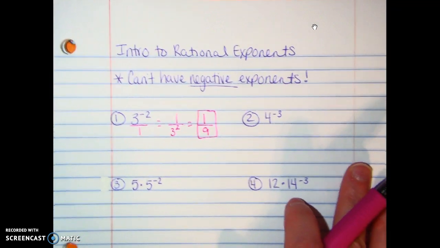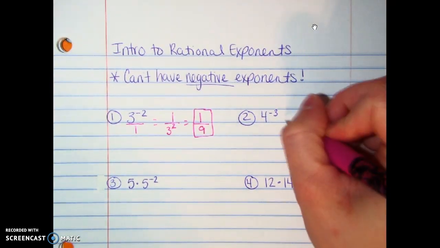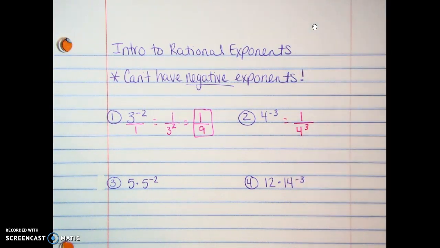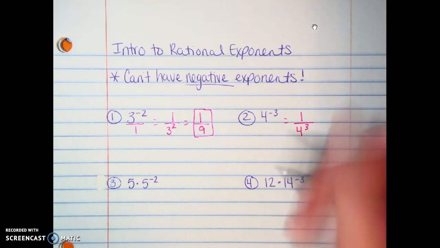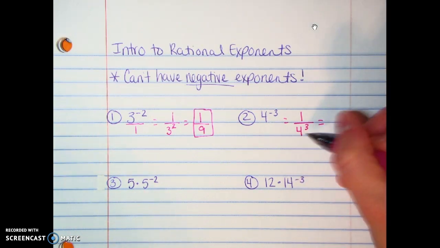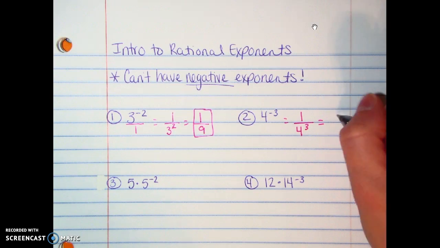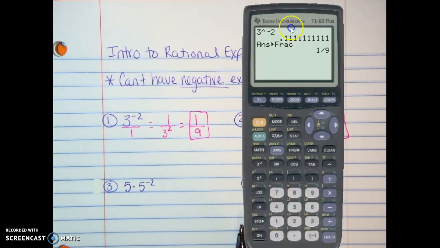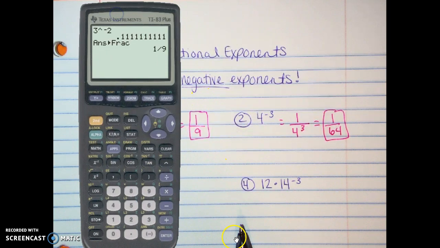4 to the negative third. So I can rewrite that as 1 over 4 to the positive third. And then simplify it. 4 to the third power is 64. So this becomes 1 over 64. And to check that on the calculator, you would do 4 to the negative third, and then math, enter, 1/64.